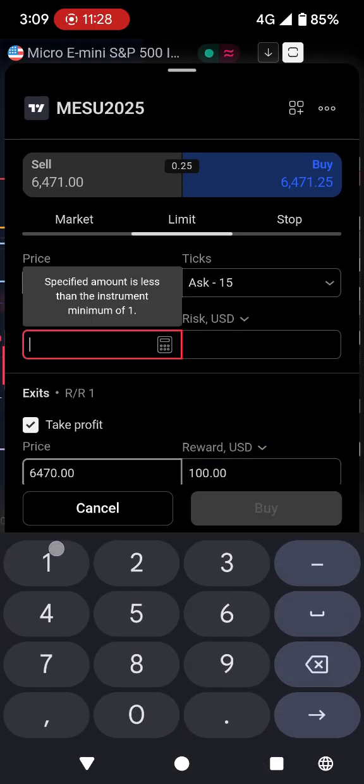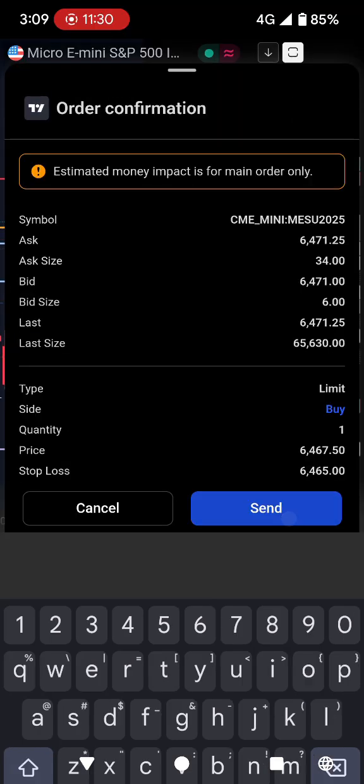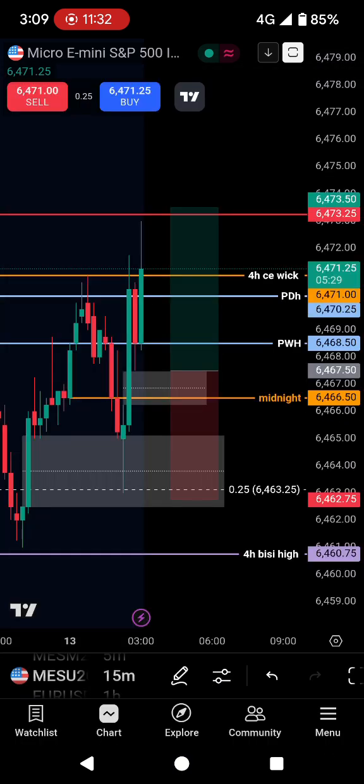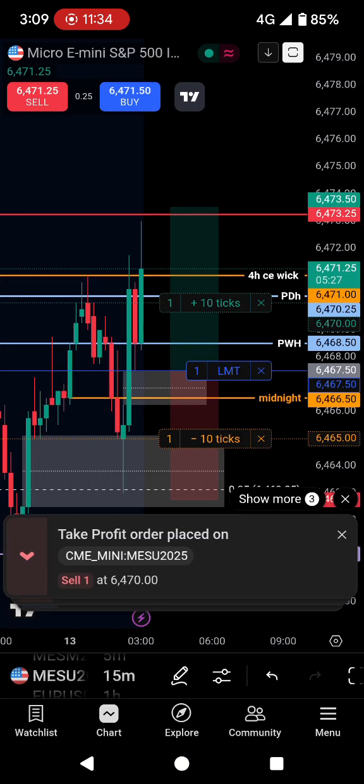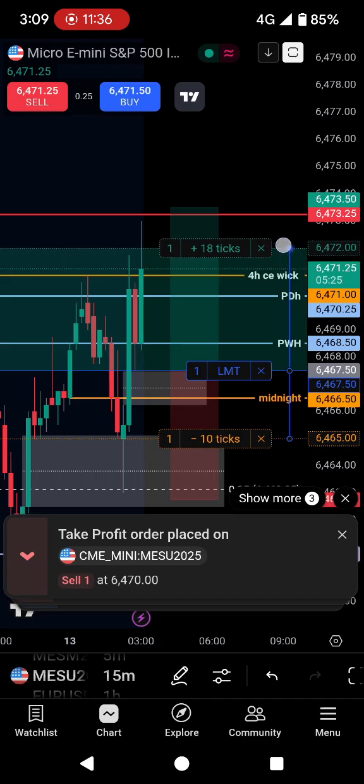What's the risk always so big? What the fuck? Hey, the fuck?